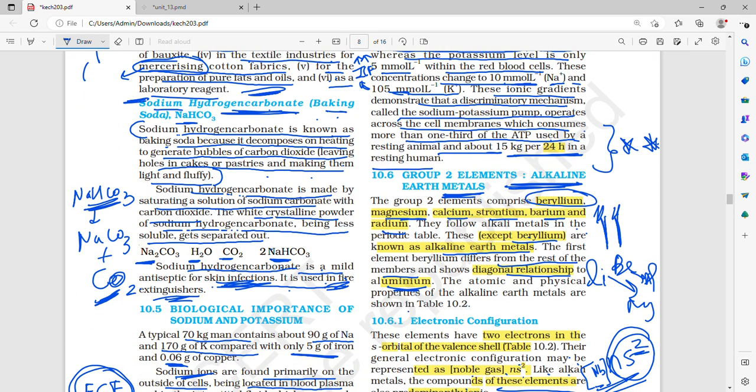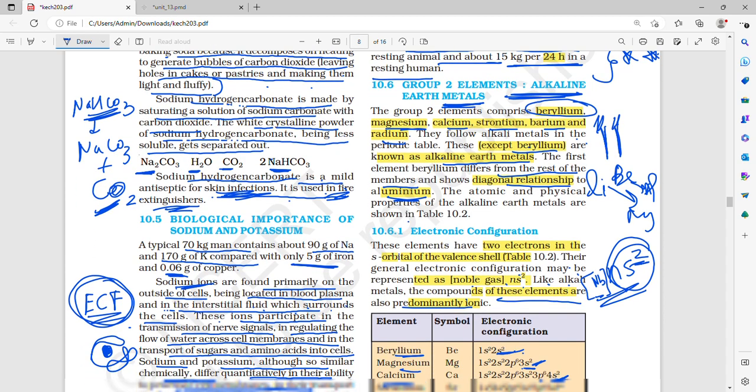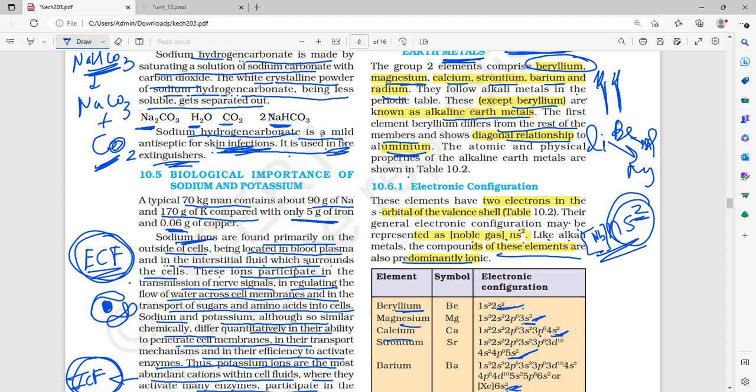Then sodium hydrogen carbonate, baking soda. NaHCO3, that is sodium hydrogen carbonate, is also known as baking soda. Why? Because it decomposes on heating to generate bubbles of carbon dioxide, and it leaves holes in cakes, pastries, and makes them light and fluffy, bouncy. Then sodium hydrogen carbonate is made by saturating a solution of sodium carbonate with carbon dioxide.